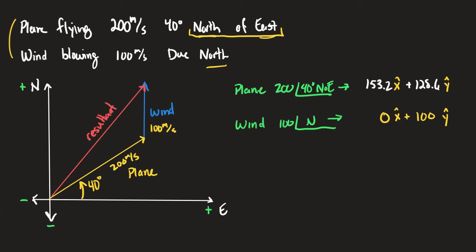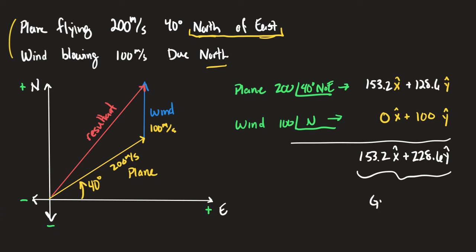Now, all that's necessary, add like components. So 153.2 here, because it's just adding 0. But the next one is going to be 228.6. Now this is the sum. It is the ground speed. But it's in rectangular form. And my answer has to be in polar.